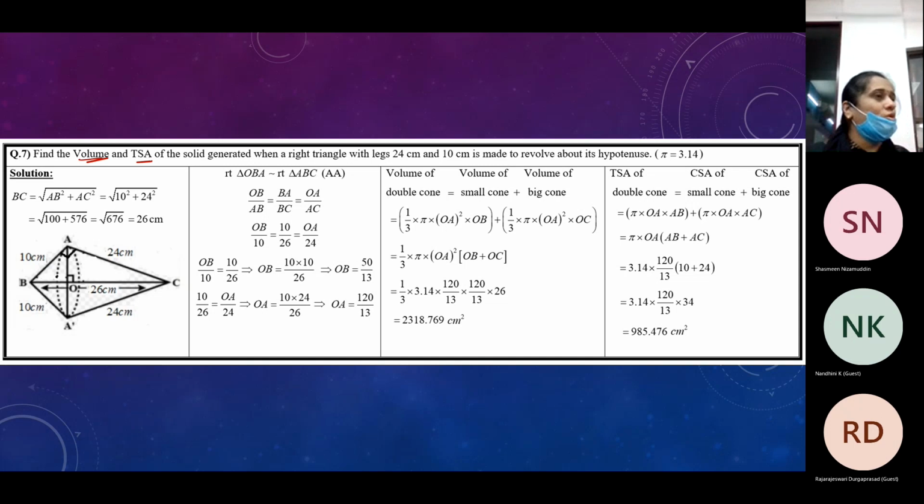Radius also is the same for both the cones. Why is the radius the same for both the cones? Because the cones are stuck. They have the same circular faces, the same base. So radius is also one only. There's no R1, R2 like I said. There's only one thing which is R.